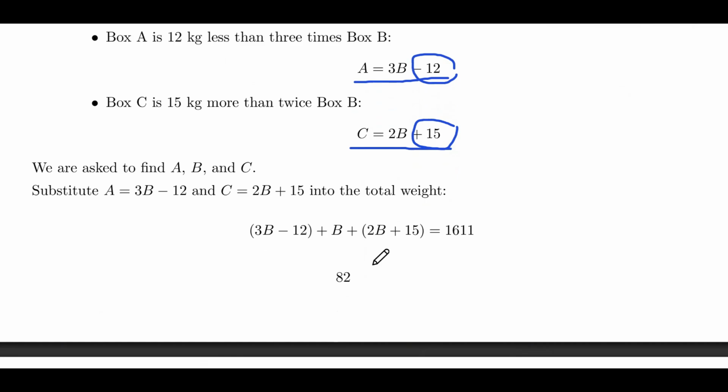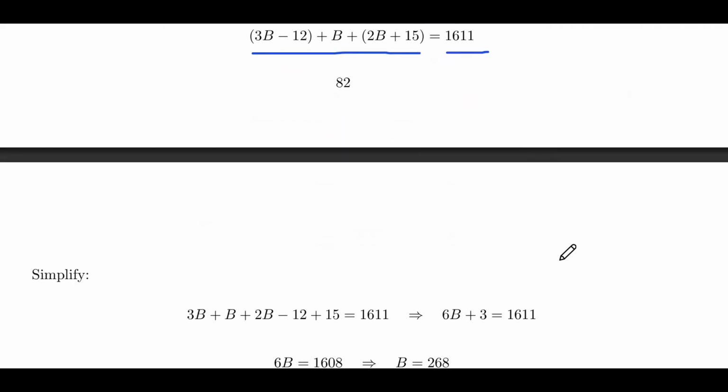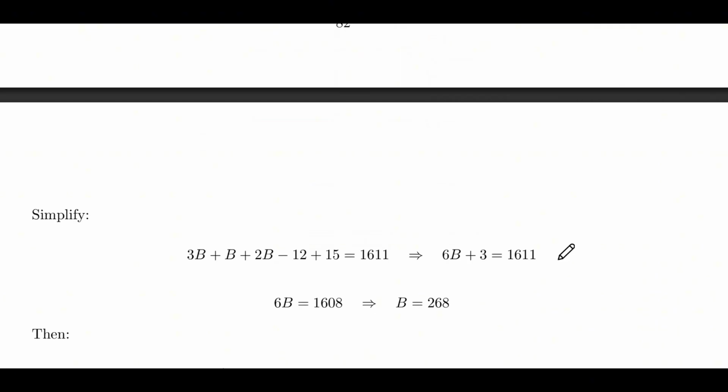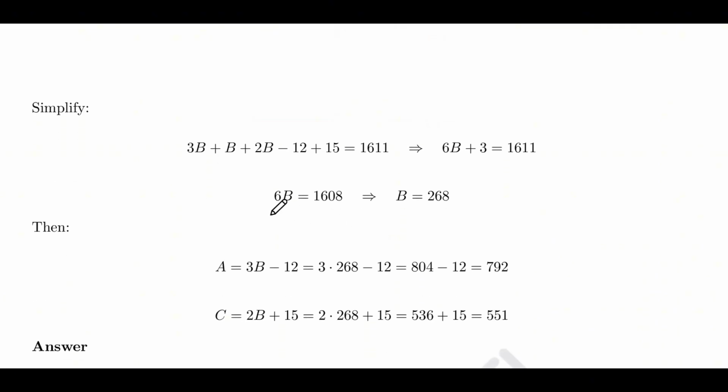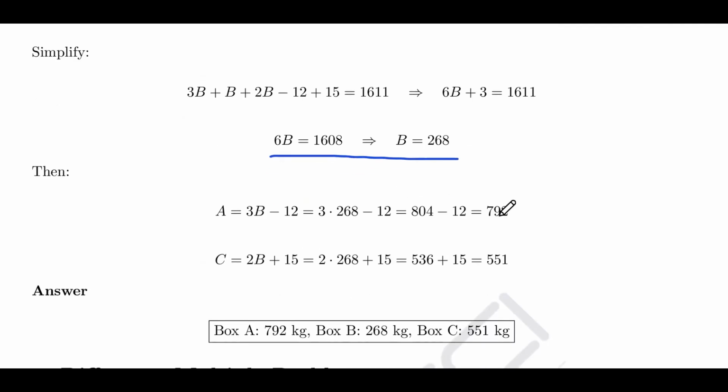So, our logic tells us that 6 shares plus 3 kilograms equals the total of 1,611. We subtract that extra 3 to get 1,608. Dividing that by 6 gives us 268. So, box B weighs 268 kilograms. From there, we calculate box A is 3 times that amount minus 12, giving us 792, and box C as 2 times that amount plus 15, giving us 551.